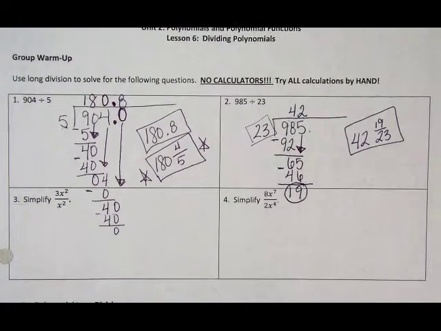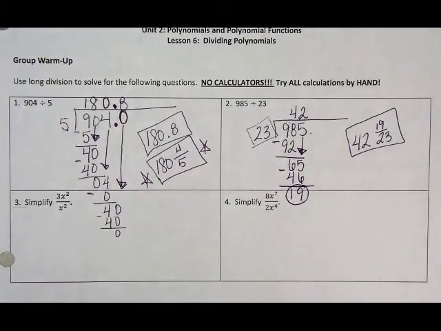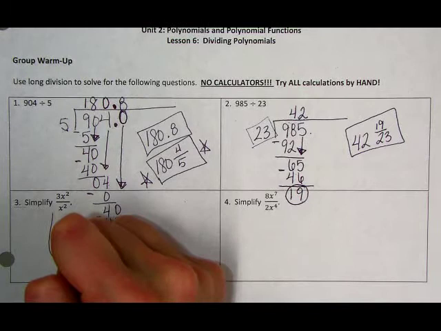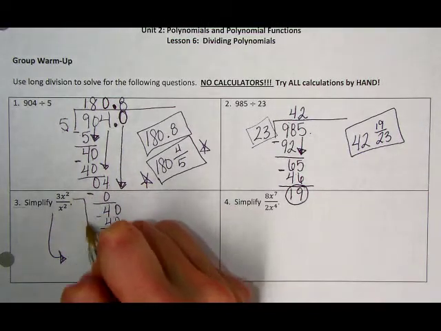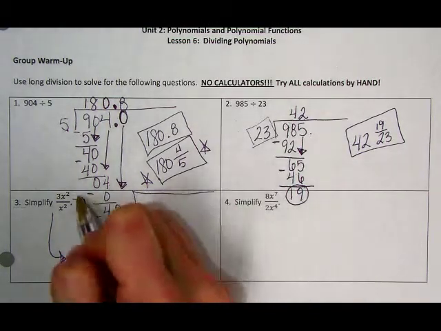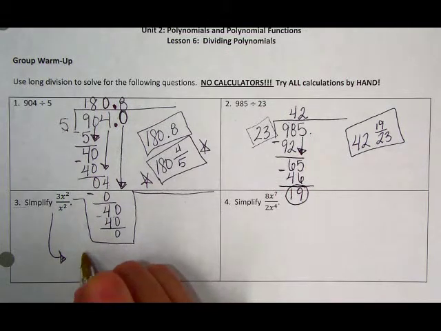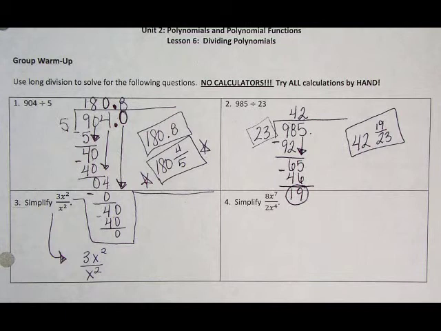Number 3 and number 4 are a little bit simpler. We're just simplifying in numbers 3 and number 4, so this actually belongs to number 1. So I'm going to rewrite this down below. So I get 3x squared divided by x squared. What do I get here if I simplify?